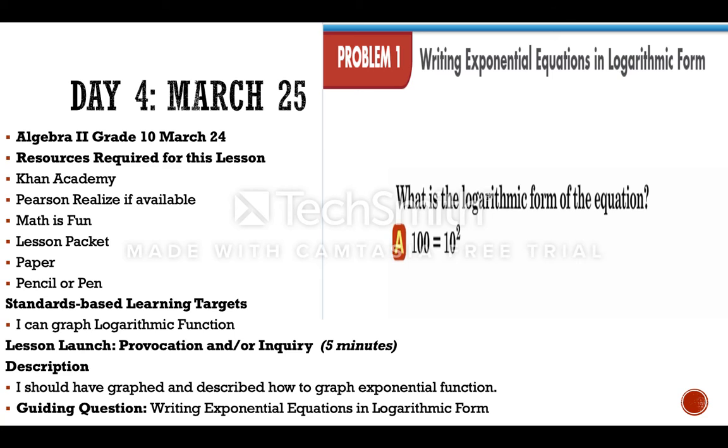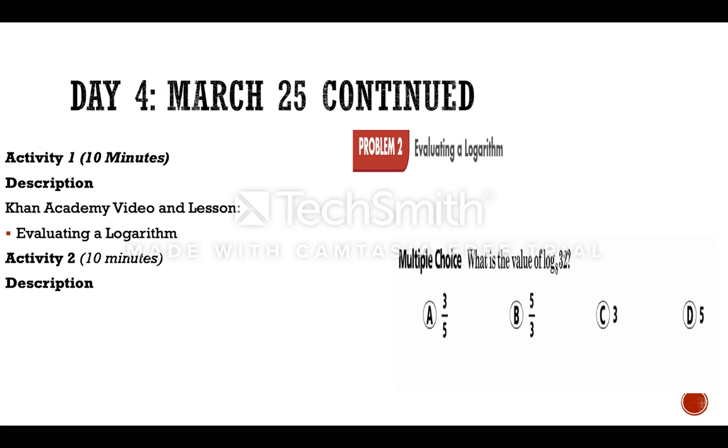Day 4, March 25th, same resources you will use, and the standards-based learning target will be: I can graph a logarithmic function. The guiding question will be about writing exponential equations in logarithmic form. The first activity you have to do is go to Khan Academy and watch a video called Evaluating a Logarithm. Then you have to answer a question in the next 10 minutes.